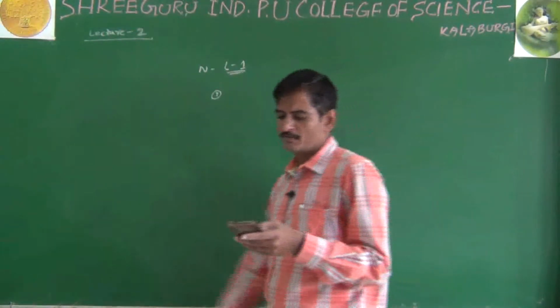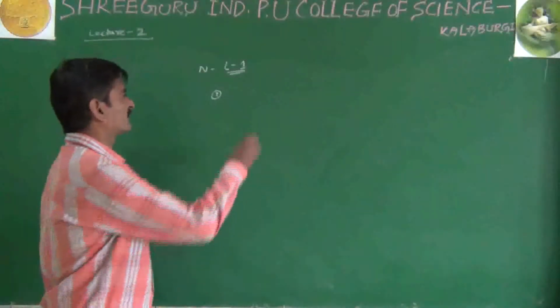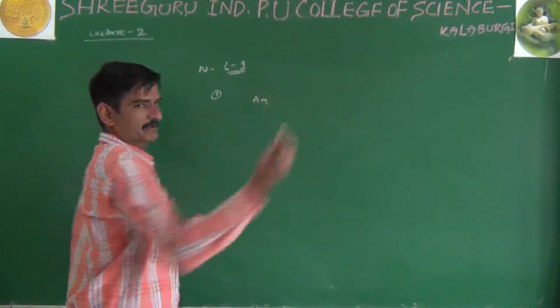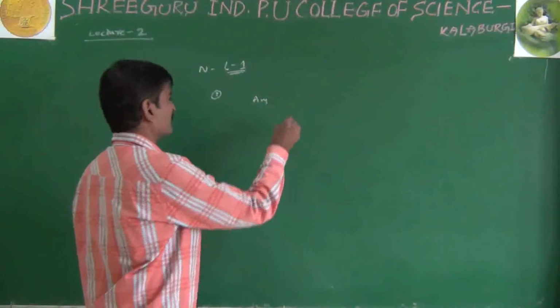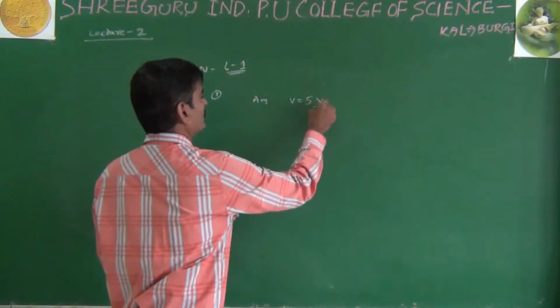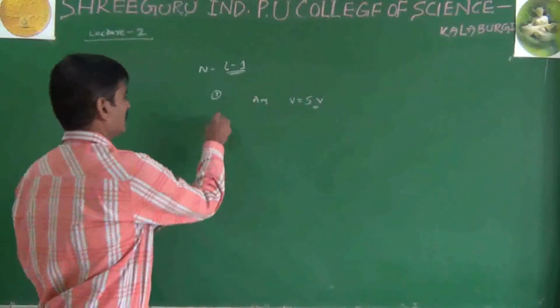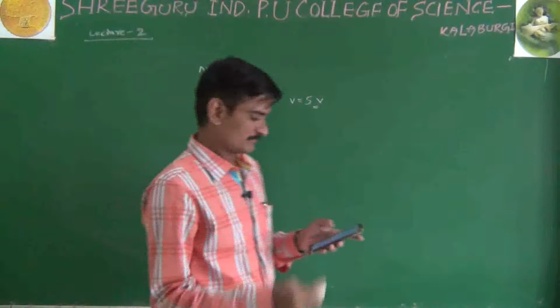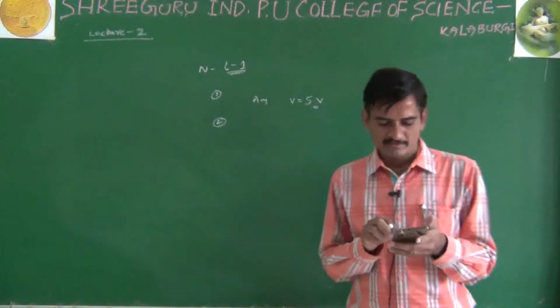This is the question. For the answer of this one, I will just tell the answer and you only work it out. The answer of this one will come out to be 5 volt. How it comes, that we have to work out on your own. Do you remember? On your own. Second question.